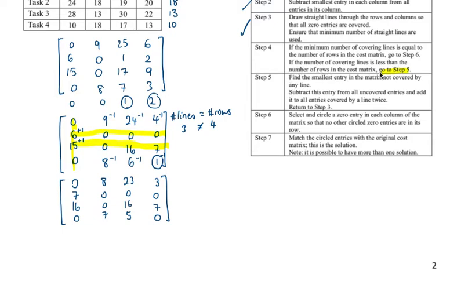So if the number of covering lines is less than the number of rows, so we've done that, we're on to step 5, find the smallest entry in the matrix. We've done that now. Subtract this, we've done that, and now it says return to step 3. Okay, so let's return to step 3, and we're drawing the straight lines so that all 0 entries are covered. So we're just repeating this process until we find the number of lines equals the number of rows.